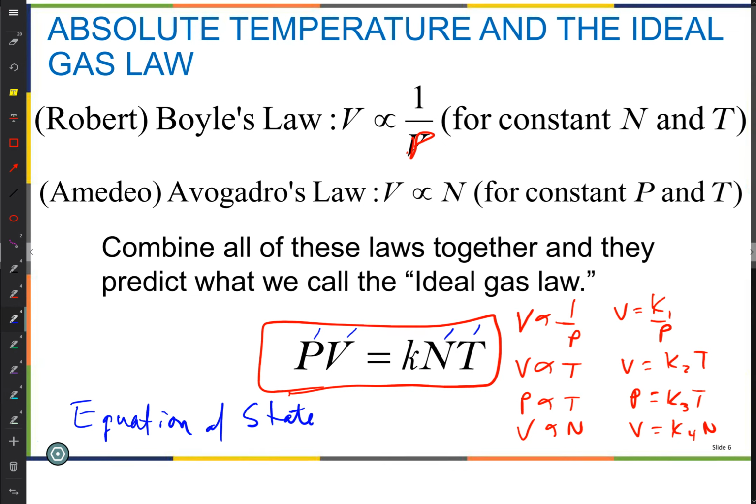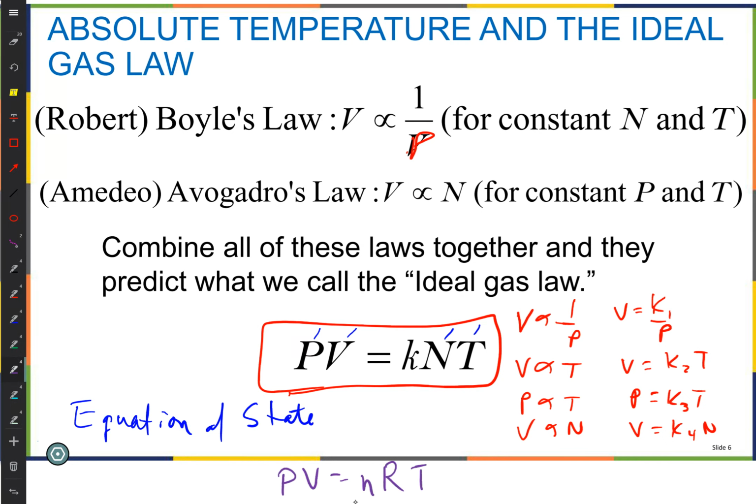So there's our equation of state, PV equals KNT or NKT. That's probably not the form you're used to seeing, right? What's the form you're used to seeing? PV equals nRT. And so we're going to see that just on the next slide and how the two relate.